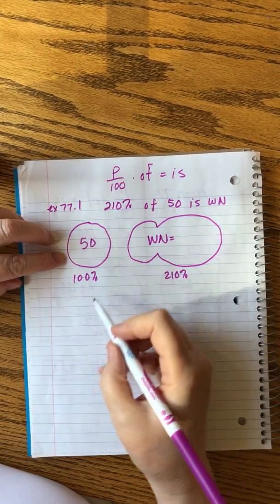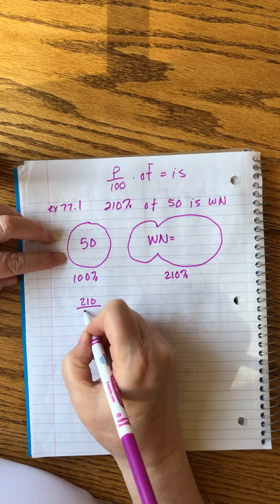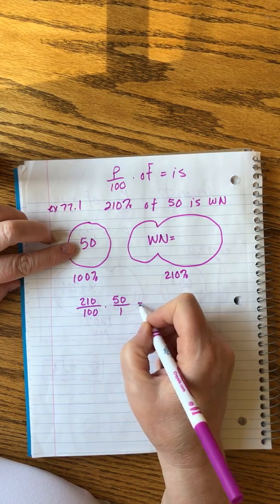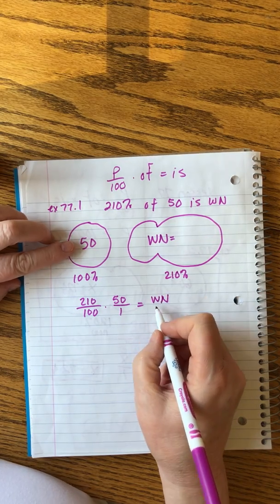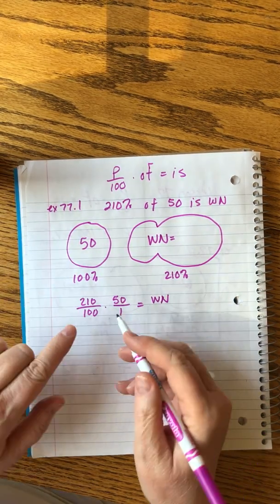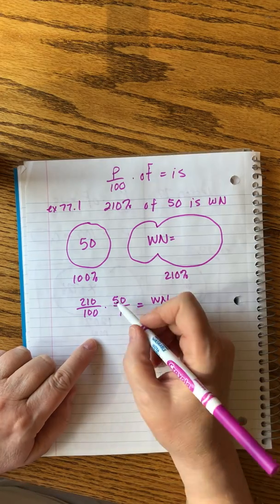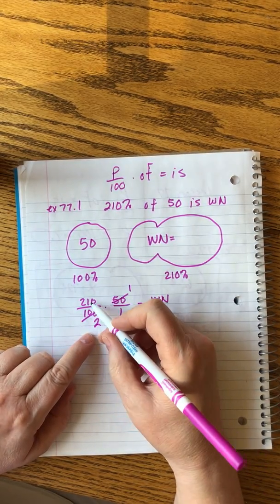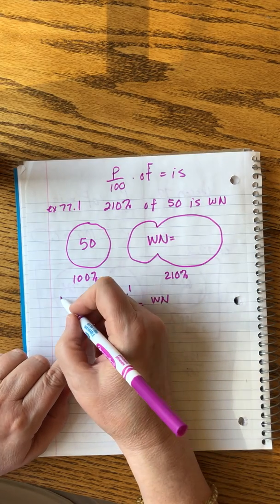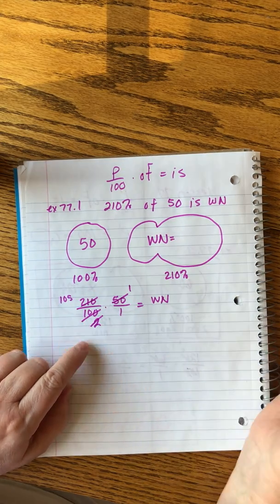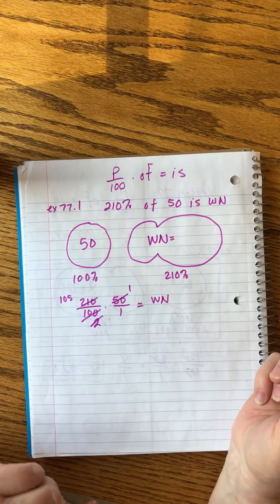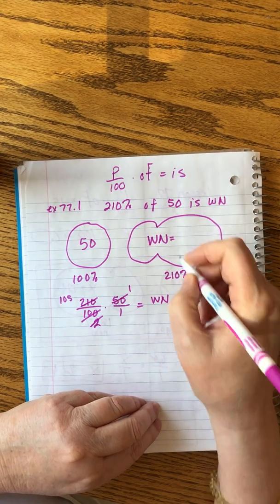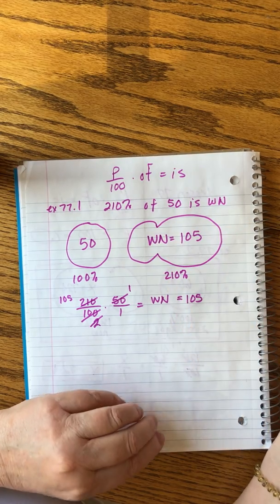So now we set it up using this. 210 over 100 times 50 over 1 equals what number. I'm not going to bother putting that over 1 because I can see all my numbers are over here. 50 goes into 100 twice. And then 210, that would break down to 105. I would ask you, but you're not here. So that tells us that this number is 105.